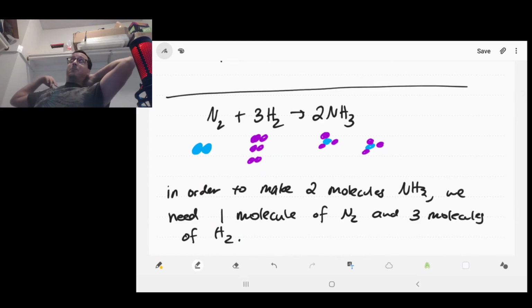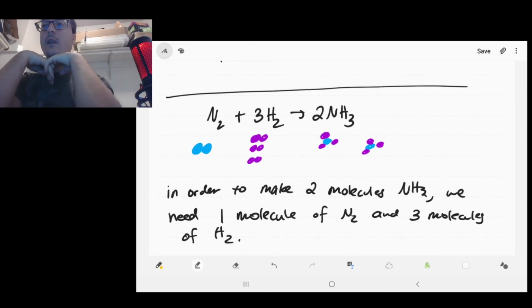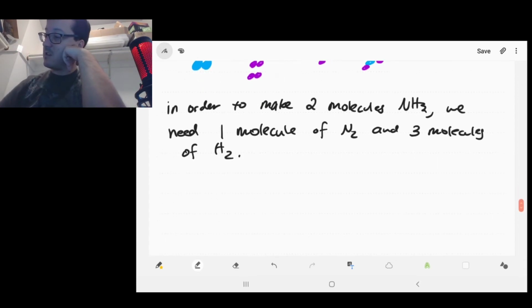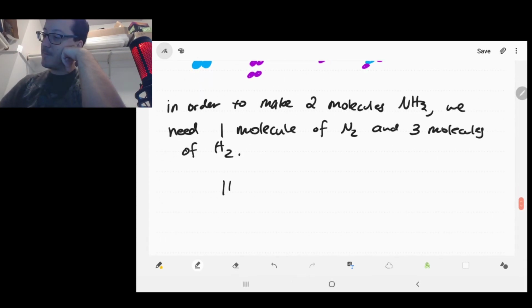And one important thing about recipes that we know is we can scale them up. 2 ammonia molecules, that's all well and good, but that's not very many. Ammonia is not a huge molecule. We can't really use 1 molecule of it. We need, I don't know, let's say I want 10 to the 25th molecules.